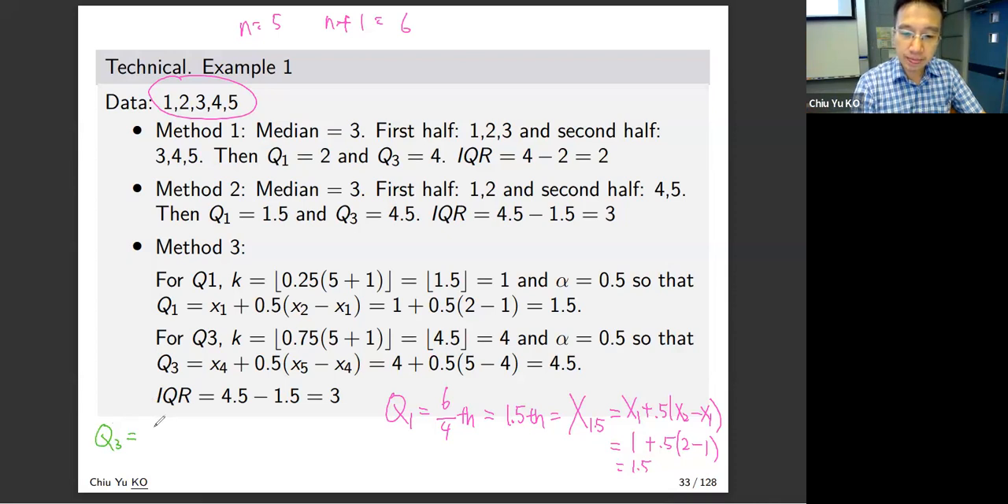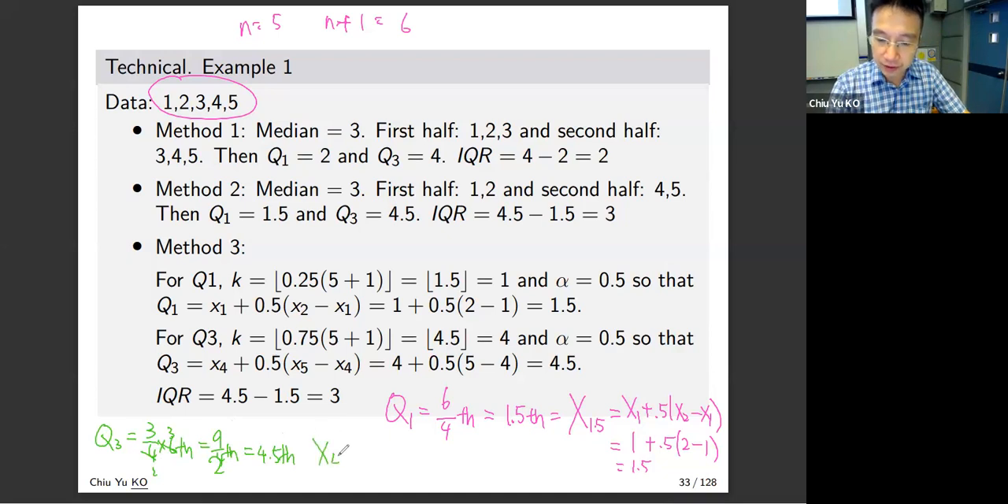What is Q3 here? Q3 means 3 over 4 times 6 data. So you simplify, 3 over 4 times 6, and that is 4.5 data. So which is x 4.5 we have to find. That is very simple. It's just x4 plus halfway of x5 minus x4. Is that clear? This is the answer.